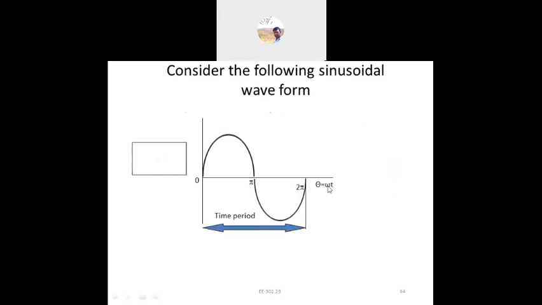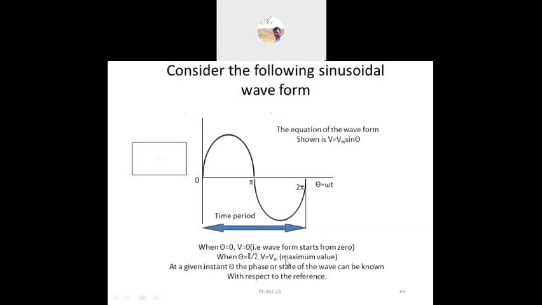So θ is equal to ωt, where ω is the angular velocity. The equation shows the waveform, that is v equal to Vm sin θ. So at θ equal to 0, at this position, v is equal to 0. The voltage value is 0. When θ is equal to π/2, you can see at the π/2 value, it has the maximum, that is v is equal to maximum at a given instant.